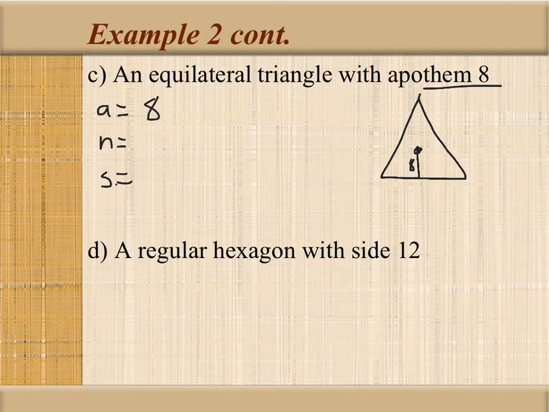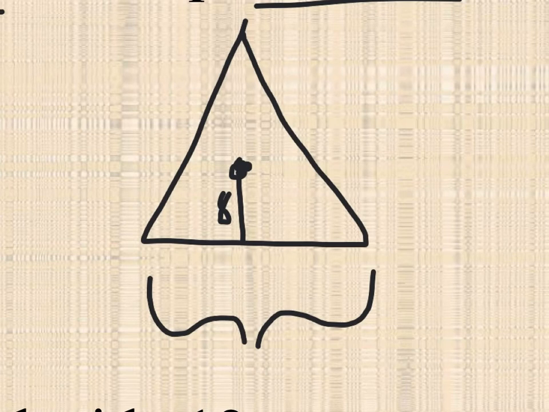Our number of sides, equilateral triangle, so triangle, 3 sides. And we have to find our side length. So we need to find what this length is. So we need to do some extra math here. So looking at this triangle, we can make another triangle there.